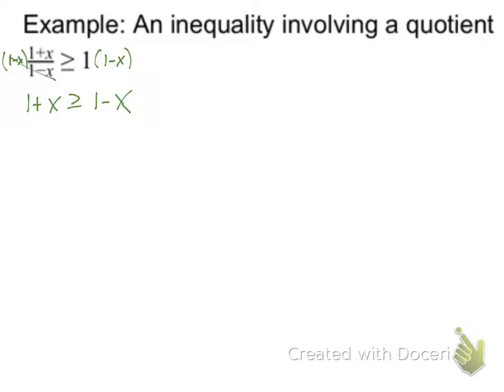I think I'm going to add x and subtract 1. So 2x is greater than or equal to 0. Divide by 2. Do I need to flip the inequality? Why not? Because it's positive. There's my answer. The answer is when x is greater than or equal to 0.